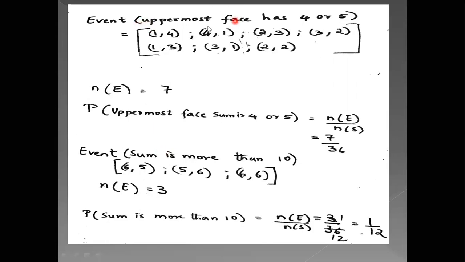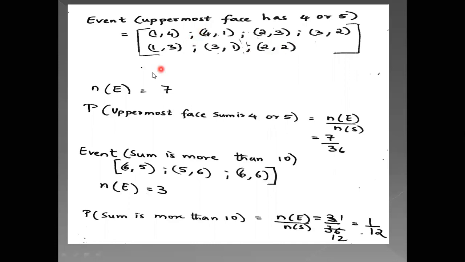Your event is that the uppermost faces have 4 or 5 as the sum. The sum is 4 or 5. So you can see first here we have taken 1 comma 4 is 5, 4 comma 1 is 5, 2 comma 3 is 5, 3 comma 2 is 5. There is no other possibility for 5. Okay. Then for 4 it is 1 comma 3 is 4, 3 comma 1 is 4, and 2 comma 2 is 4.